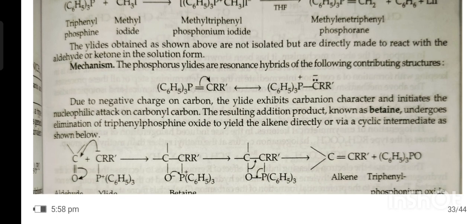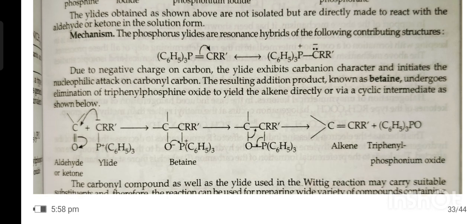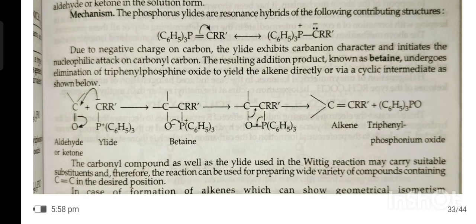Mechanism: the phosphorus ylide is a resonance hybrid of the following contributing structures. Due to negative charge on carbon, the ylide exhibits carbanion character and initiates nucleophilic attack on a carbonyl carbon. The resulting addition product known as betaine undergoes elimination of triphenyl phosphine oxide to yield the alkene directly or through a cyclic intermediate as shown below.